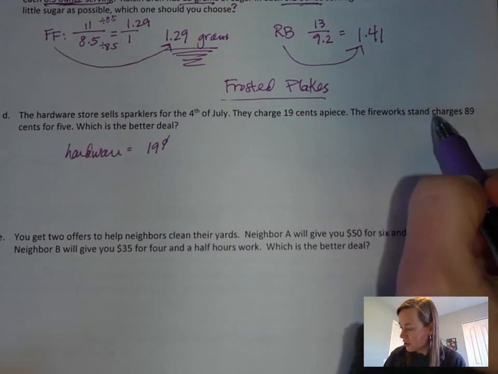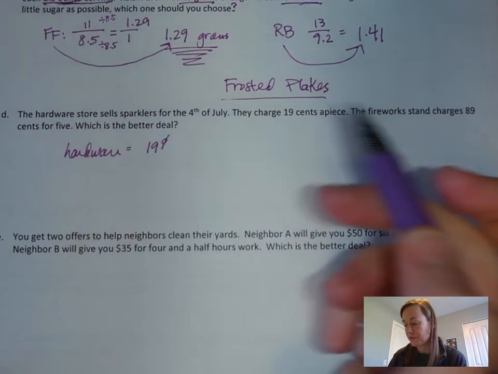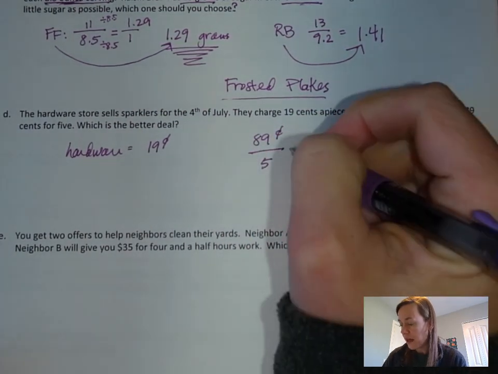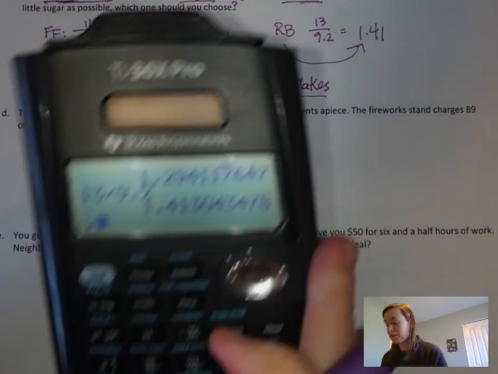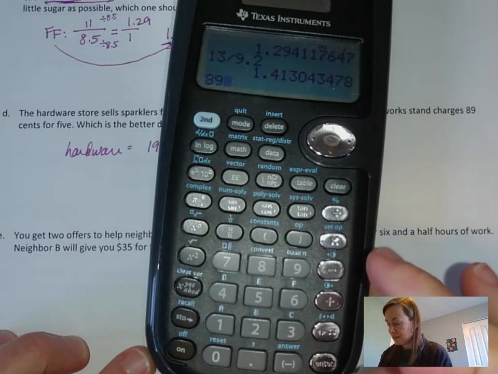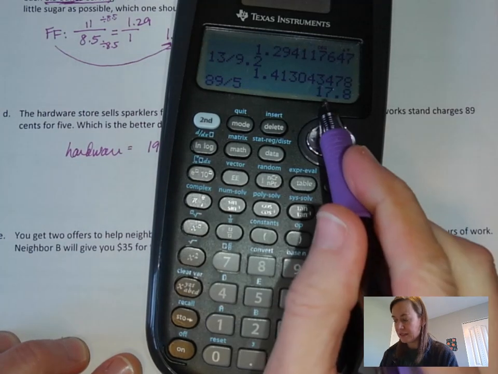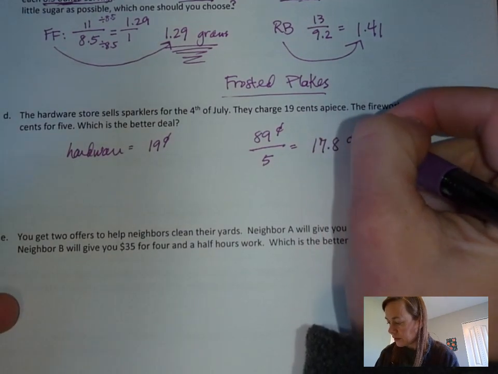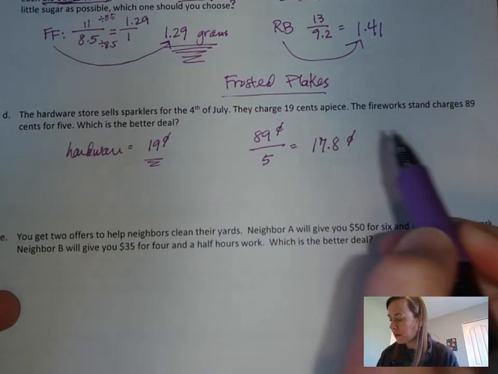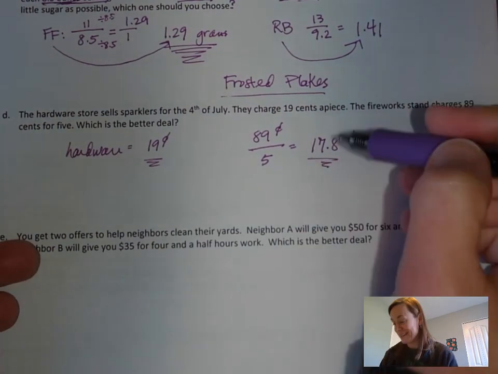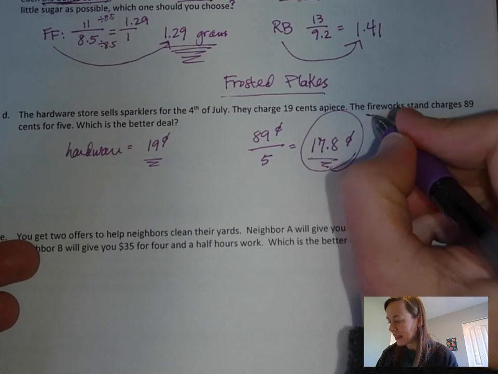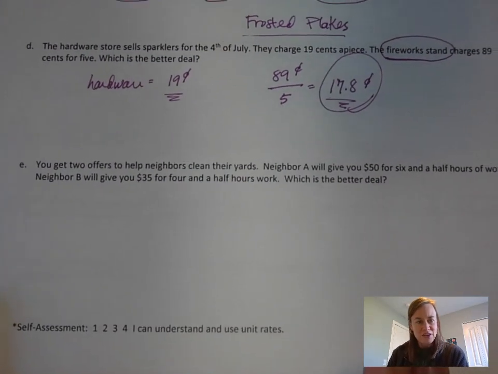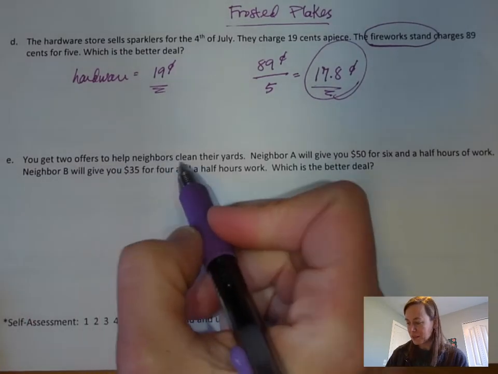The fireworks stand charges 89 cents for 5. Okay, so 89 cents goes on top. 5 sparklers goes on the bottom. Let's divide and figure out who has the better deal. 89 divided by 5 equals 17.8 per piece. Okay, so what's a better deal? 19 cents per sparkler or 17.8 cents per sparkler? This one. So it looks like the fireworks stand has the better deal. Okay, cool. Let's go on to part E. You get 2 offers to help neighbors clean their yards.